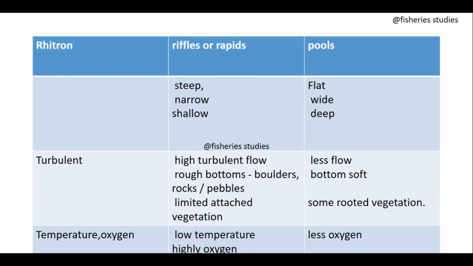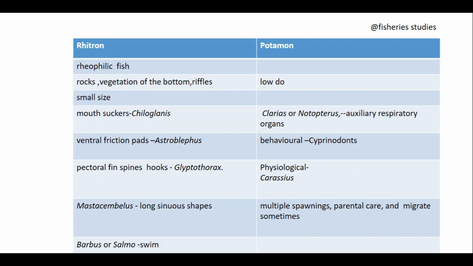In Rhithron, 2 zones are there. One is riffles or rapids, the other is pools. Riffles are steep, narrow, shallow, with a highly turbulent flow, rough bottoms and limited attached vegetation, with low temperature and high oxygen. These zonation characteristics they might ask. Next, fishes present in the Rhithron and the Potamon region.